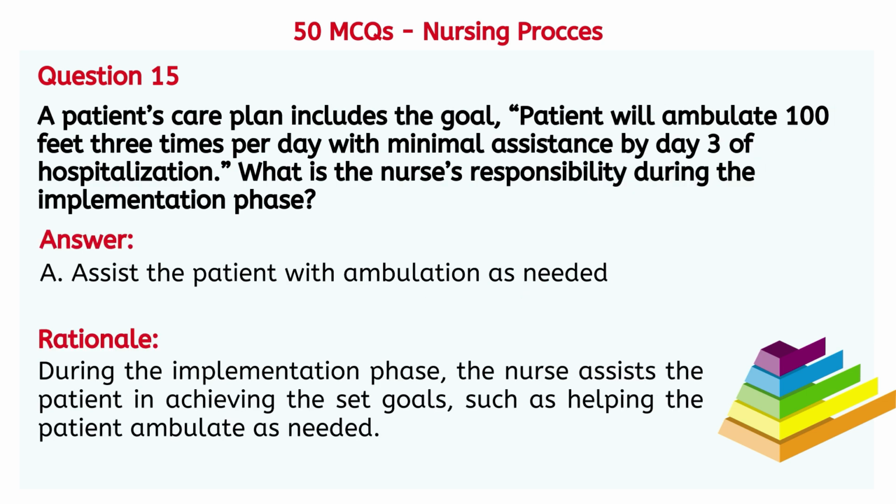The answer is A. Assist the patient with ambulation as needed. Rationale: during the implementation phase, the nurse assists the patient in achieving the set goals, such as helping the patient ambulate as needed.